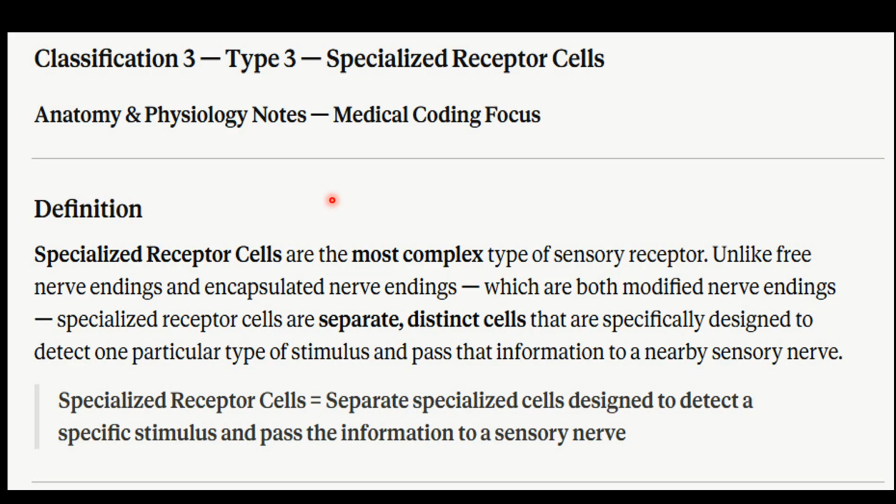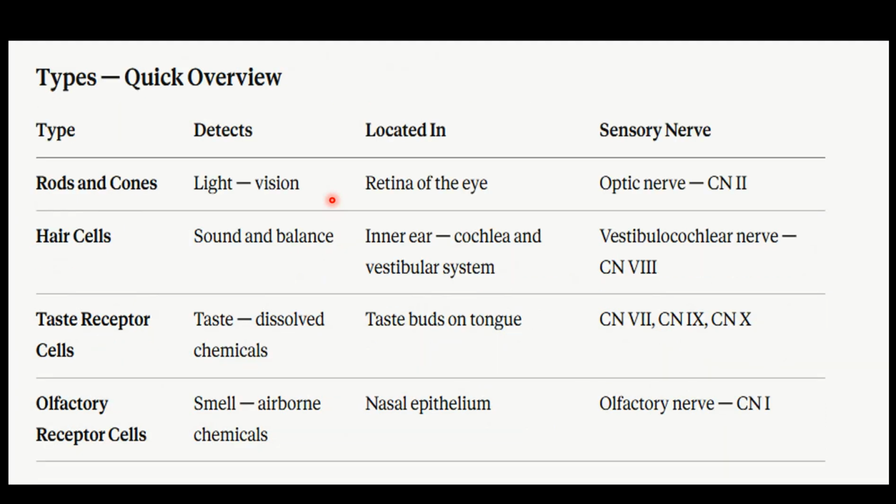Now some of you might be wondering what the types of these specialized receptor cells are, and which sensory nerves they refer to. To make it easier for you, I have created one simple table that will give you entire clarity on this question. This table mainly contains 4 columns: type, detect, located in, and sensory nerve. One by one we will discuss this.